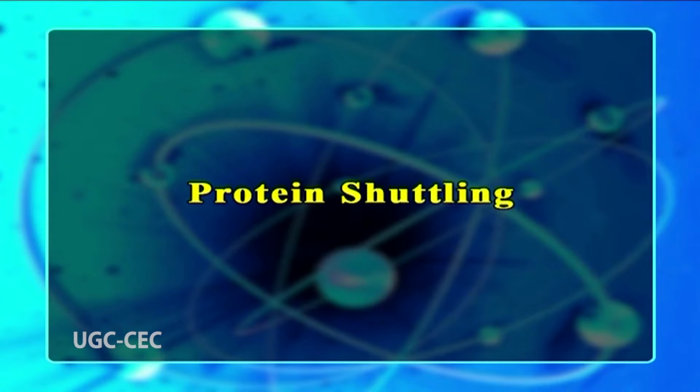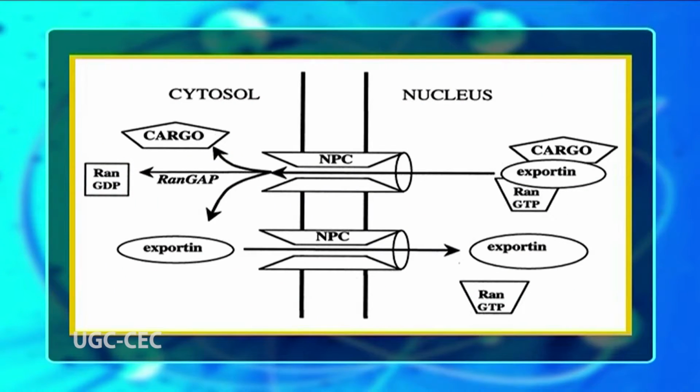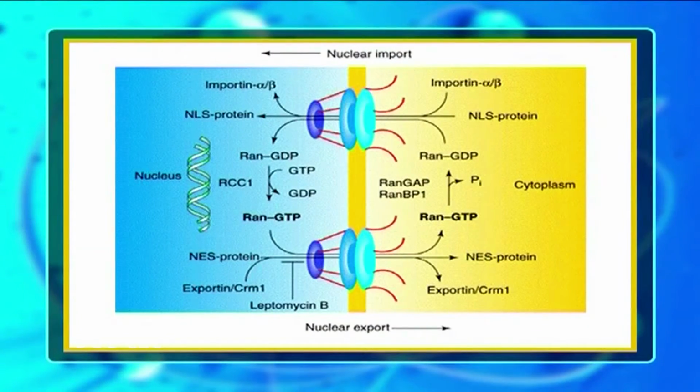Protein shuttling is also included in its transport. Many proteins are known to have both NES and NLS and thus shuttle constantly between the nucleus and the cytosol. In certain cases, one of these steps, that is nuclear import or nuclear export, is regulated, often by post-translational modifications.